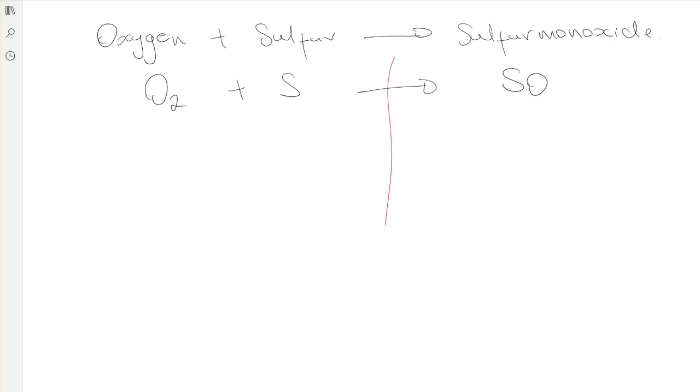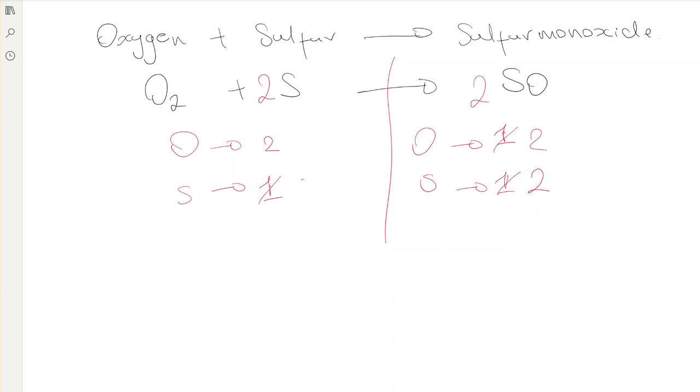Now I need to come here, I balance it very quickly. I've got 2 oxygens, 1 sulfur, and 1 sulfur, 1 oxygen. How do I balance this? I put a 2 here. Now I've got 2 of everything, and then I put a 2 in front of S, and then that's balanced.